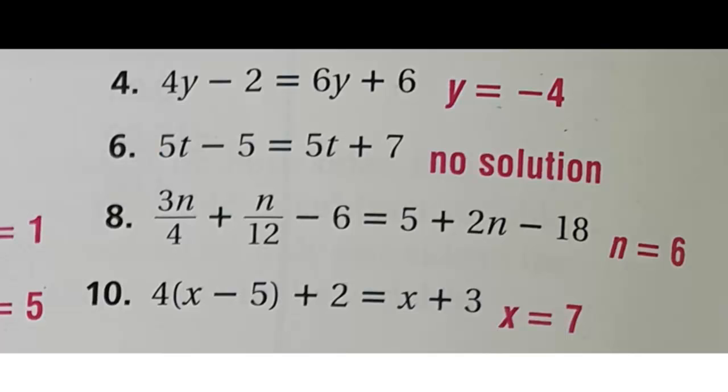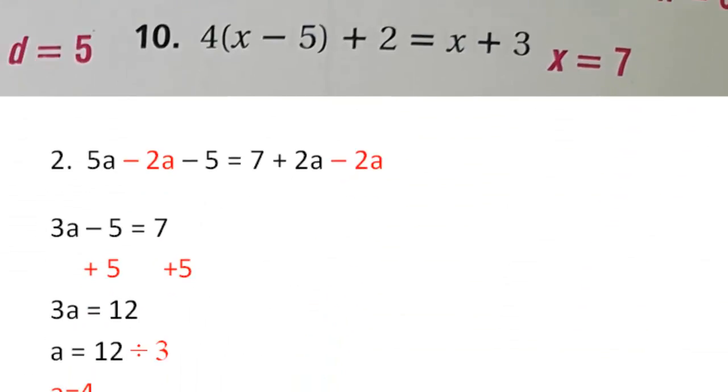Question 4, we have 4y minus 2 equals 6y plus 6. Here we have variables on both sides. What we will do is remove one variable from one side. Any variable you choose, you can remove. I will remove the smallest one, 4y, and since it is positive, I will subtract 4y from both sides.